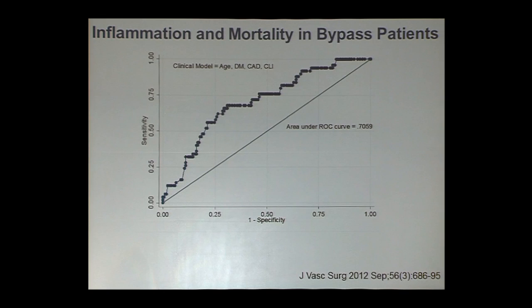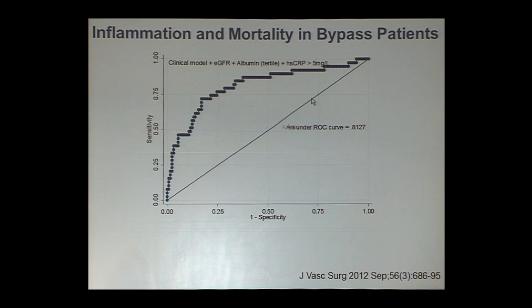If we look at prediction in another graphical way, if you're more of a visual learner, you can see the ROC, the receiver operating characteristic curves. The area under the ROC curve is very similar to the C statistic. And this is just with age, diabetes, CAD, and CLI. You can't modify any of these things. You potentially could modify the level of inflammation or protein. And again, we're getting up into the 80s when we add these other biochemical factors.